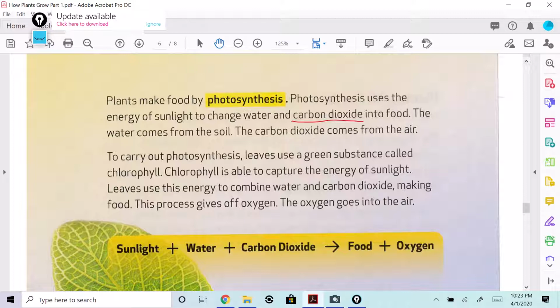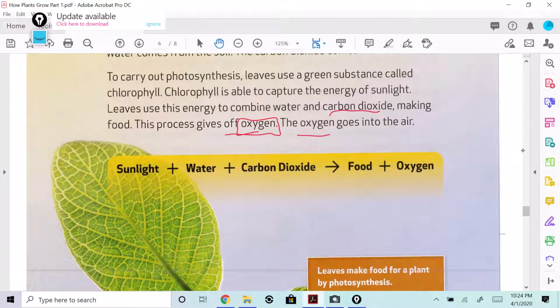To carry out photosynthesis, leaves use a green substance called chlorophyll. Chlorophyll is able to capture the energy of sunlight. Leaves use this energy to combine water and carbon dioxide, making food. This process gives off oxygen. And what do we do with the oxygen? Grace, what do we do with it? We breathe it in, right? The oxygen gas goes into the air. So, sunlight plus water, carbon dioxide equals food.